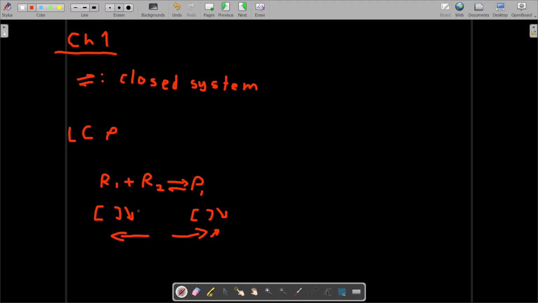So in the case of concentration, if you decreased it on this side, know that it needs to go back to this side to increase it again. If you decreased it on this side, it has to go back to this side to increase it again.